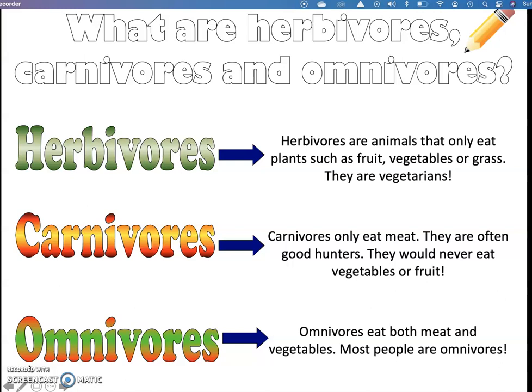Great stuff. Now you've written about carnivores, it's now time to write about omnivores. So what are omnivores? Well, omnivores eat both meat and vegetables, and most people on the planet Earth are omnivores. Okay, some people choose to be vegetarian, so they might class themselves as herbivores, but most humans are omnivores. Again, time to pause the video now and write down all the information about omnivores that you see at the bottom of the screen.